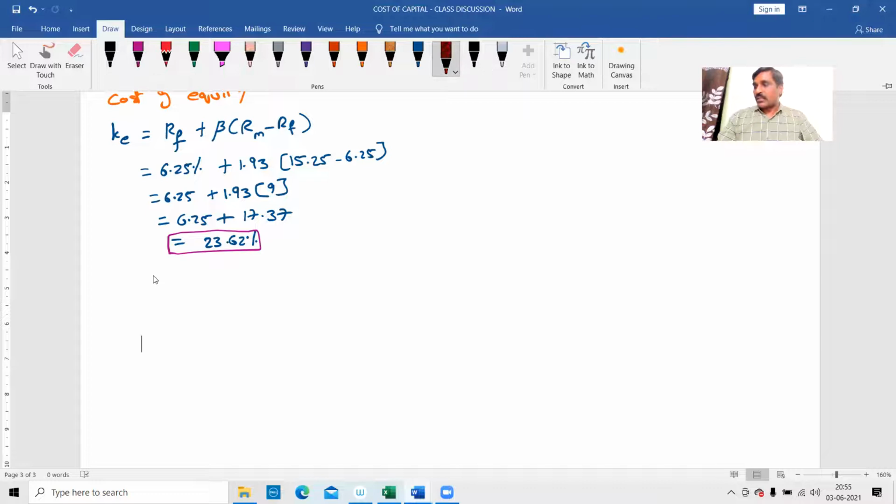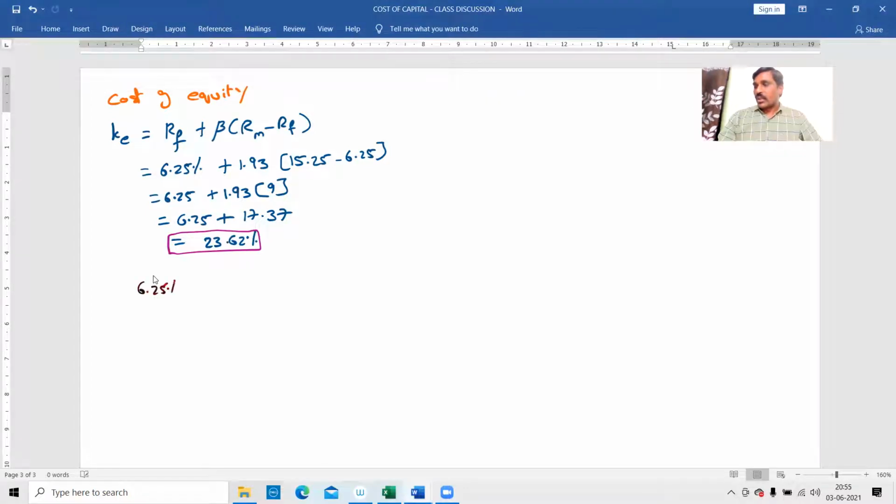Observe these three rates. Where is 6.25? Where is 15.25? Where is 23.62? It depends upon the risk perception. I want to be very safe, I don't want to take more risk. Go and keep the money in the bank fixed deposit. You will get 6.25. I don't want to take any risk, so I'll go to the bank fixed deposit and I'll get 6.25.